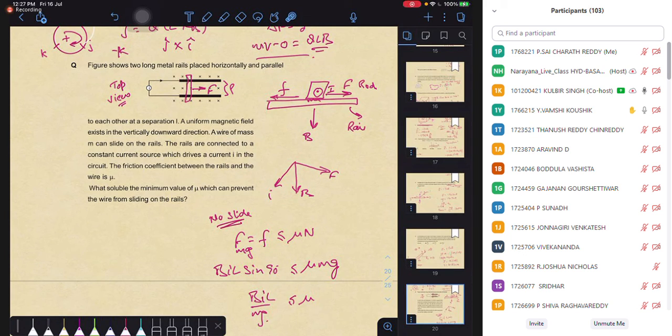Now, what is your point? Say again. I'm telling that there will be two forces now, sir. One force is by one metal rail, another one is by another metal rail. And those two forces will be opposite due to the current directions being opposite.